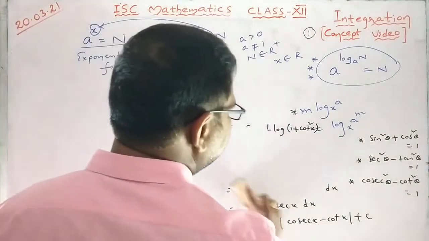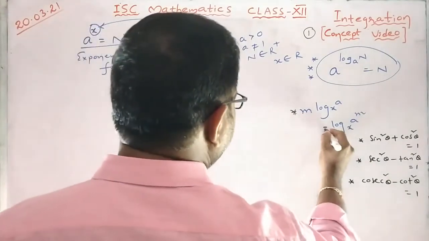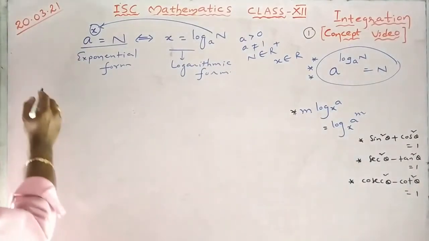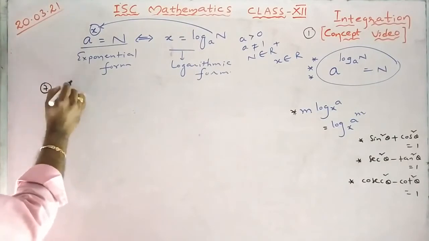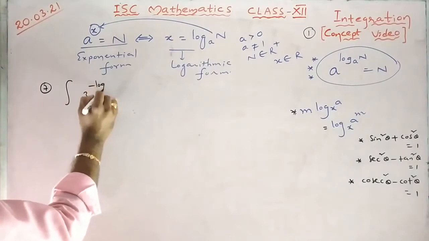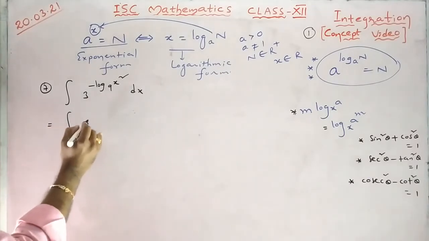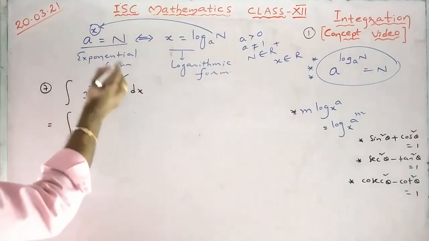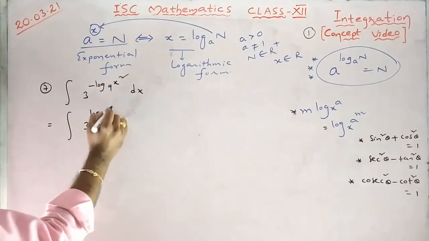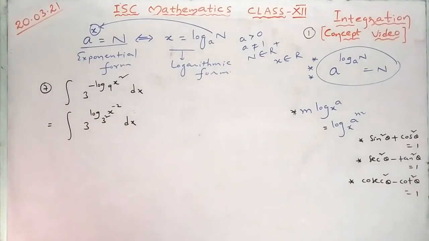Some more we will see, like this model. Okay. Integral 3 power minus log x square to the base 9 dx. Interesting problem. See, 3 power. First, the minus we can transpose there. Log x square whole power minus 1 means x power minus 2. 9, I am writing to the base 9, I am writing 3 square.